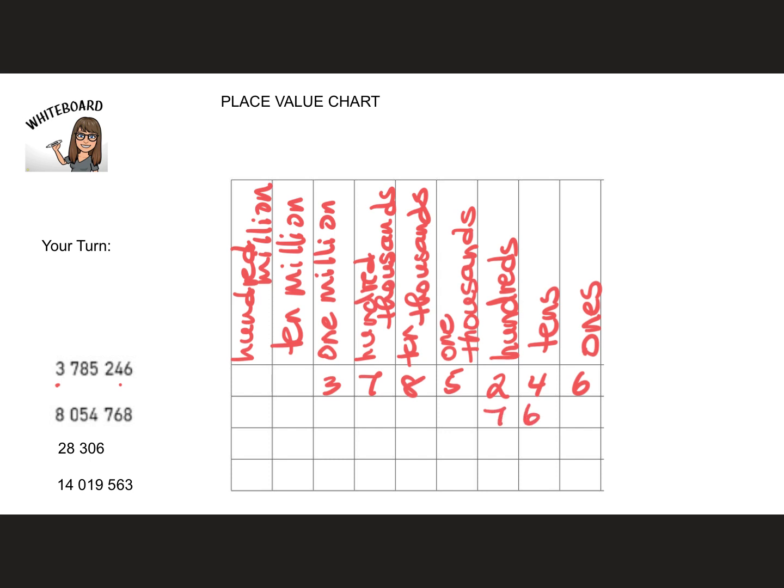Because it's in the 8 millions place. I'm going to start again with my last period, 768 in the units period, 54 in the thousands period. I do need to make sure to include my 0. It is a placeholder, so I do need to make sure to include that. And then the millions was an 8. Ooh, that's a horrible looking 8. Let's fix that. 8. There we go.